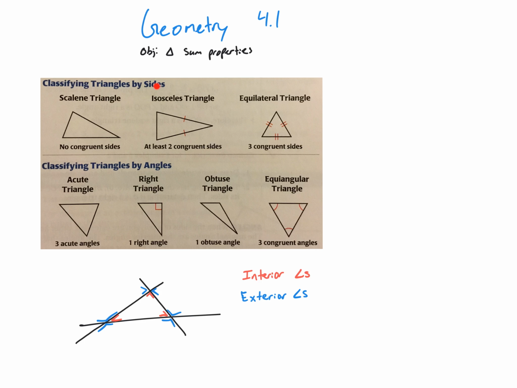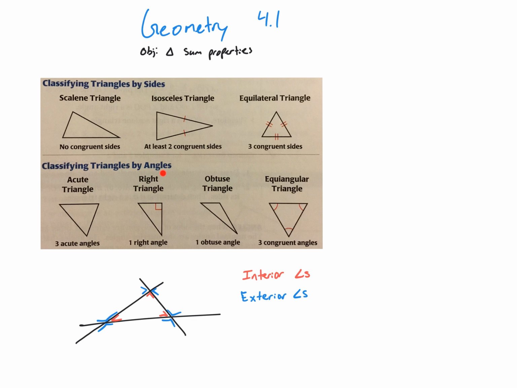For classifying by sides, if they have no sides that are the same, we say it's scalene. So if there's no congruent sides. If there are two congruent sides, or at least two, meaning if there's two or three, then we could call it an isosceles triangle. And then if there's all three, it's also an isosceles, but more specifically, it's called an equilateral triangle. An equilateral triangle is where all three sides are congruent.